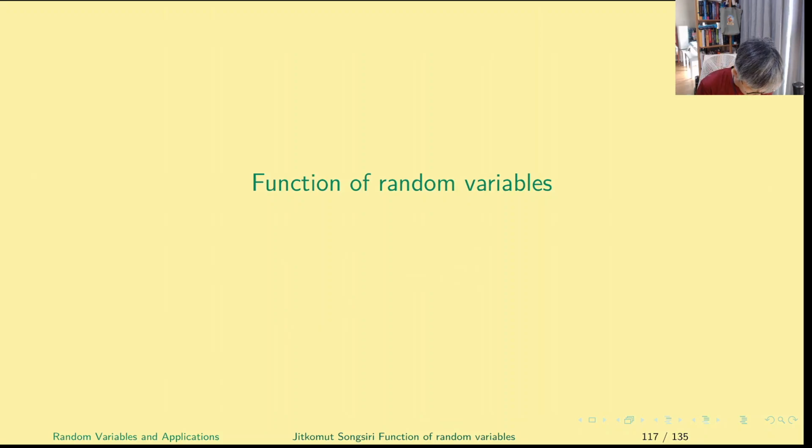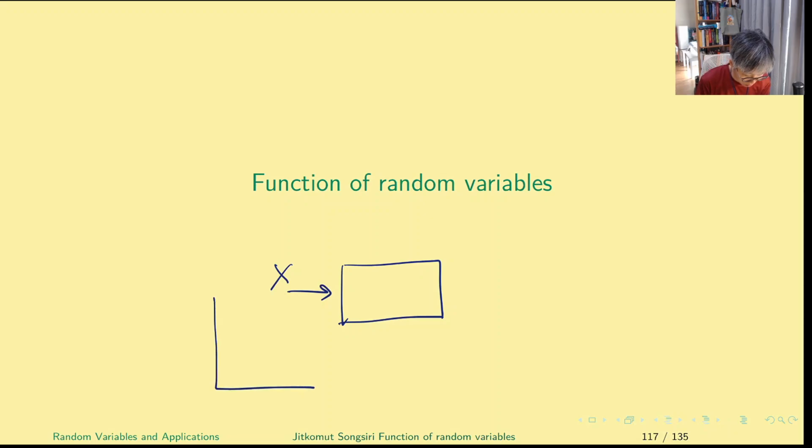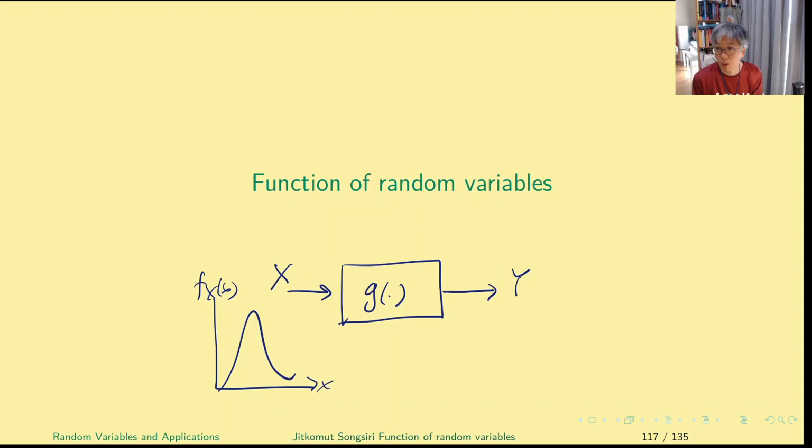The notion of function of random variables involves a topic of having the random variable x that is distributed as fx. It has its own distribution. And this random variable x is applied under the transformation g. It can be anything, can be linear or nonlinear. So it gives the output y that is certainly going to be another random variable.